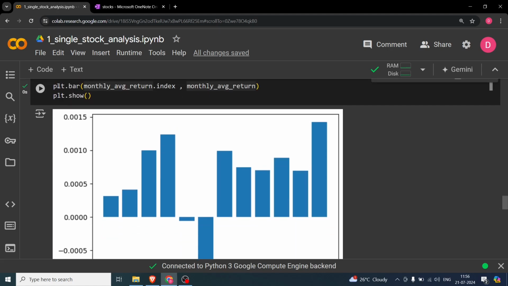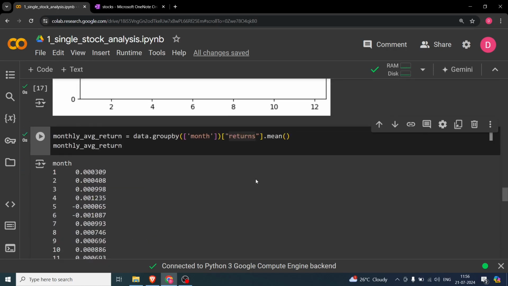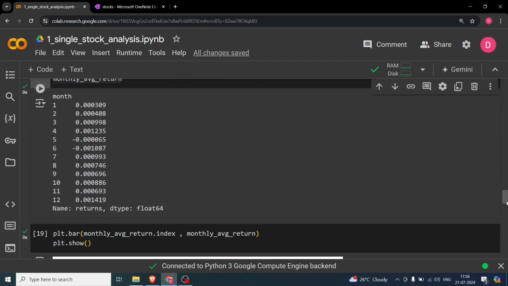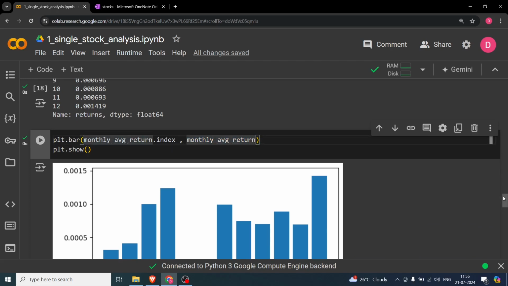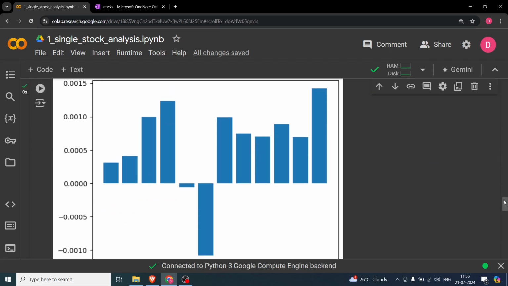Okay, that's why I have said plt.bar. So you have a monthly average return index. Monthly average return is what we had got over here. You have this over here, and then you take the index of that, and then you plot the values. Once you plot the values, you will see here the same story.